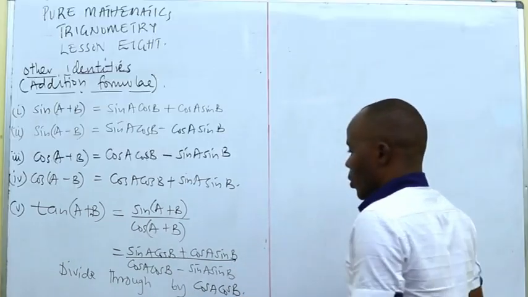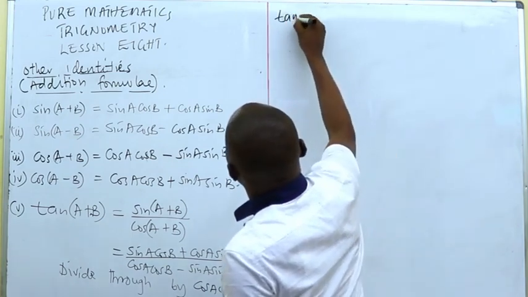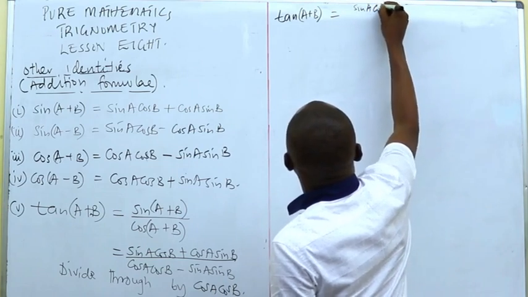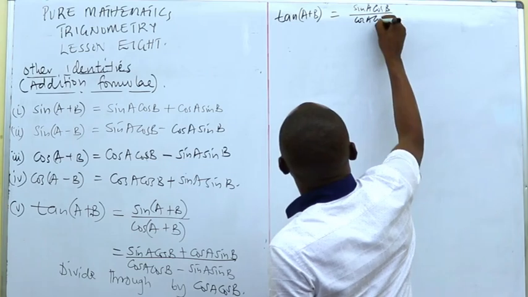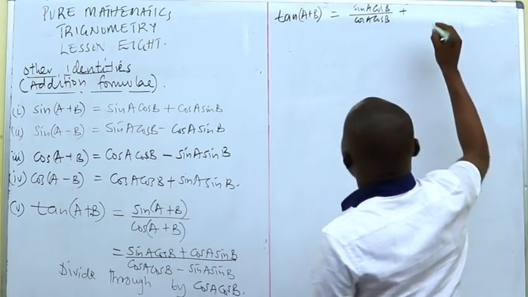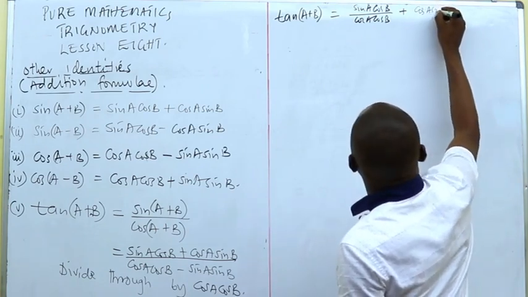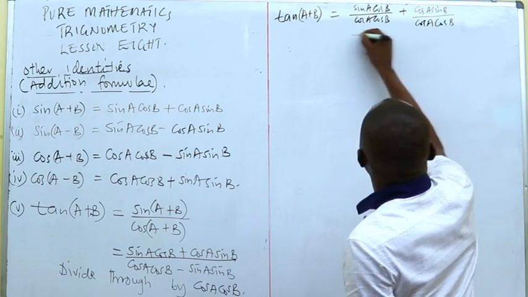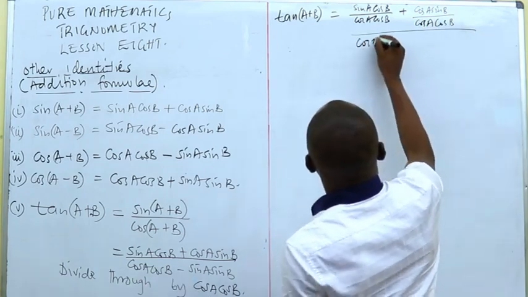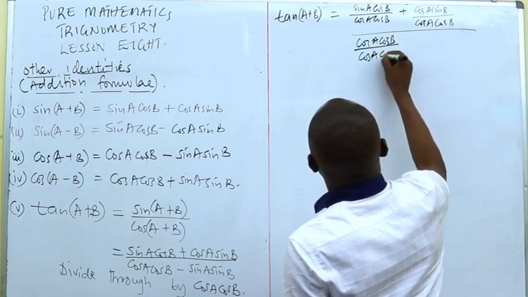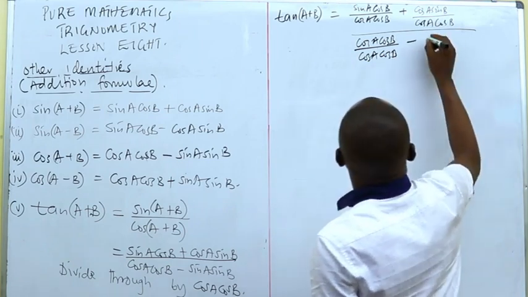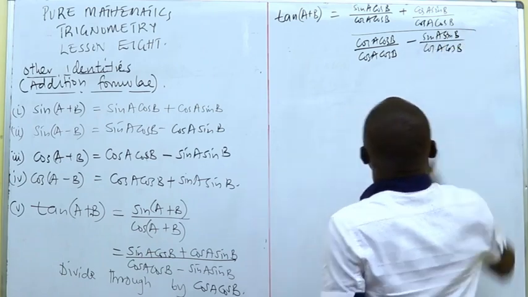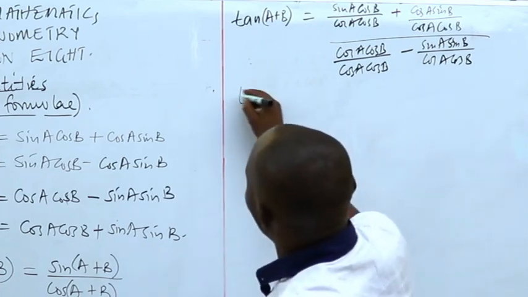Now, if you divide through by cos A cos B, remember we are looking at tan of A plus B. Up there you have sine A cos B, divided by cos A cos B, plus cos A sine B over cos A cos B. Now all over, we have cos A cos B over cos A cos B, then minus sine A sine B over cos A cos B all together. So what does this reduce to?